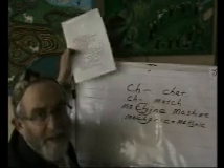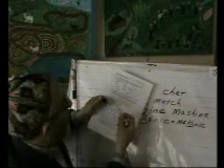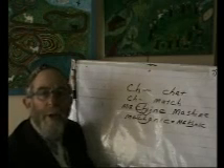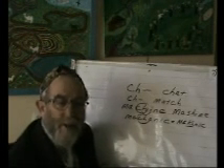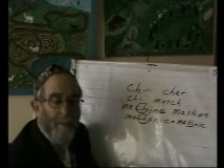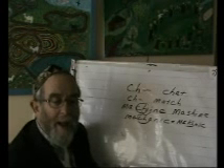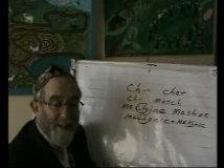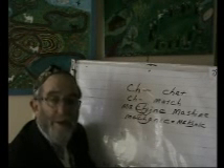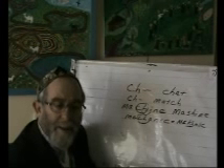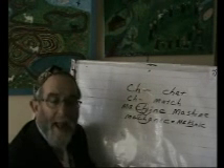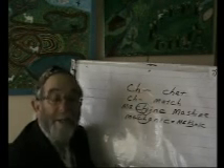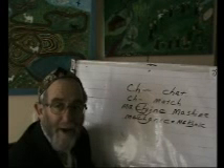A, B, C, D, E, F, G, H, I, J, K, L, M, N, O, P, Q, R, S, T, U, V, W, X, Y, Z. Now you know the ABCs. Won't you spell your name with me? My name is Moshe. M-O-S-H-E.